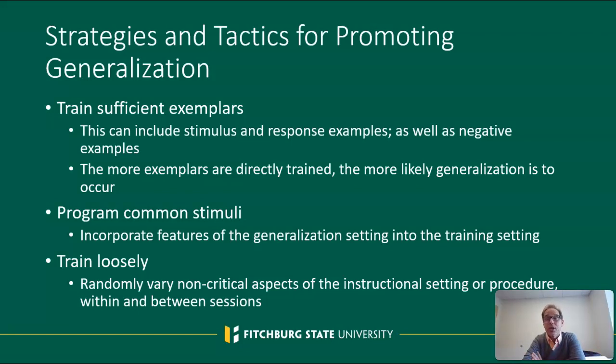Because let's be honest, if we only train something in one way, in a very tight way, that may be great for initial acquisition, but it's very unlikely that in the generalization environment or a generalization situation that someone's going to encounter that SD presented in the exact same way that we trained it, especially if we train it really tightly. So the more loosely we train, the more likely we are to get this generalization occurring.